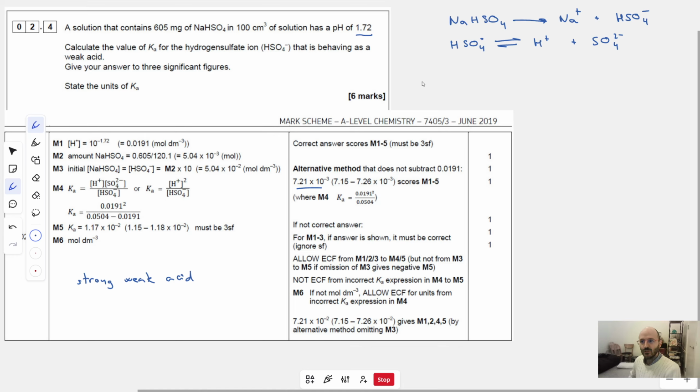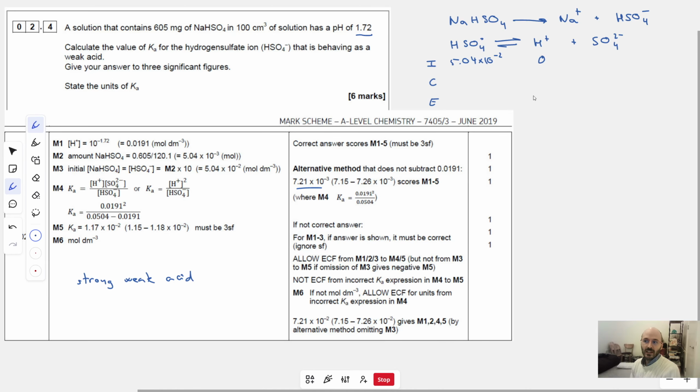Well, then you do your initial amount. You do it as if it was an equilibrium question, which actually it is an equilibrium question. You have the acid. Initially, the concentration is 5.04 times 10 minus 2. And you assume you have no protons.